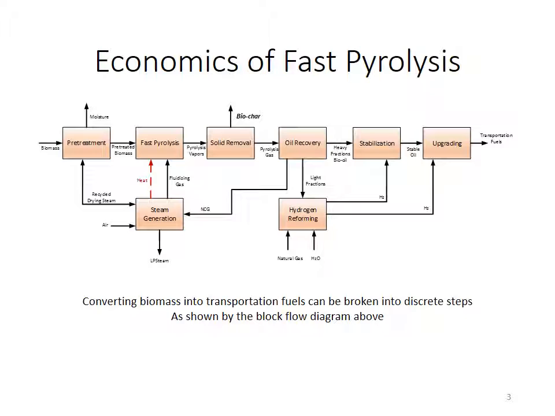The non-condensable gases can be sent to the steam generation unit to provide heat for the process. And the light fraction, in this case, we're going to use it with natural gas to produce hydrogen, which we need to upgrade the oil. This process involves several steps, and so each of the steps contributes different capital and operating costs. We'll look at some of the major components of the economic analysis.